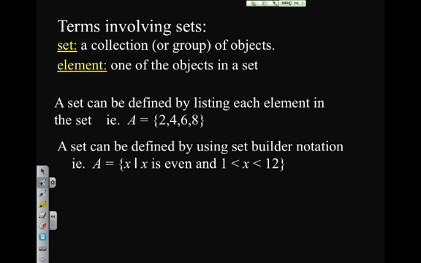But we can also define a set by using set builder notation. And we can say that set A is equal to the set of x values such that, that little line there means such that, x is even and x is between 1 and 12. If you think about it, that's the exact same set that we looked at above.